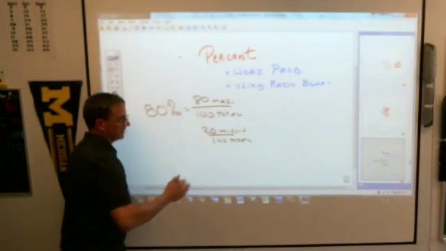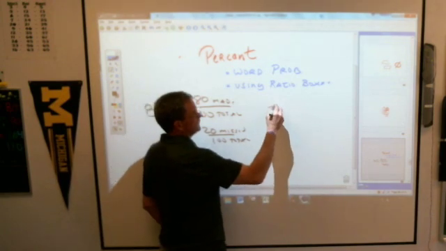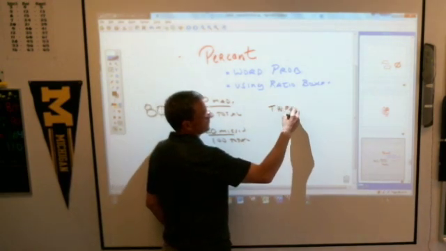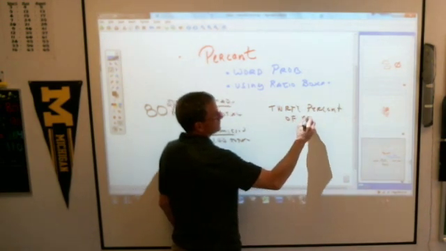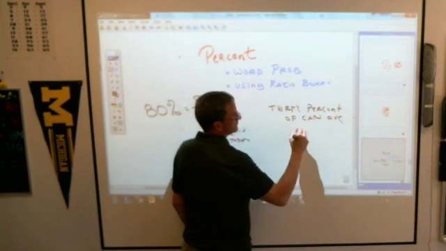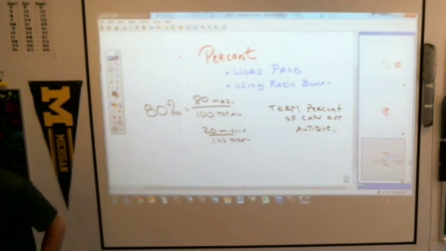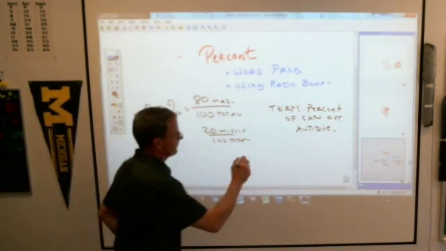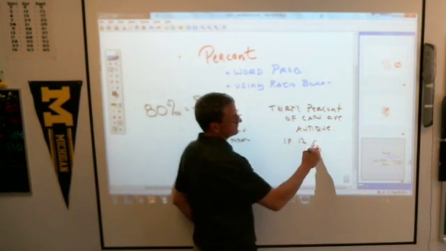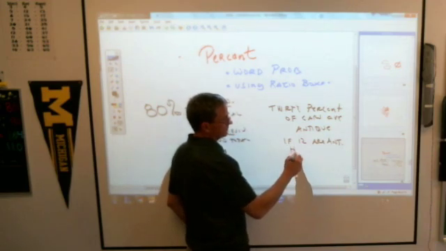With that being said, let's look at an actual problem that the book gives us here. 30% of the cars in the parade are antique. If 12 cars are antique, how many are in the parade?